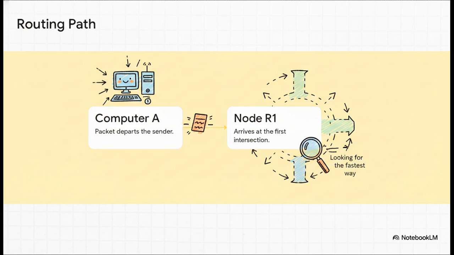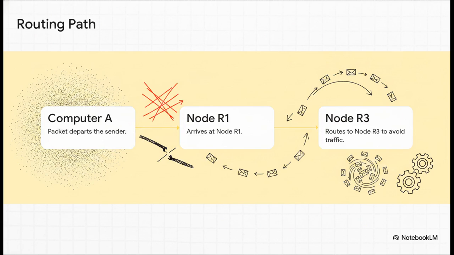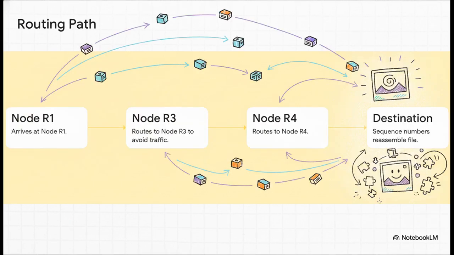Imagine our single packet has just left computer A. It hits the very first network intersection at node R1, and it's looking for the fastest route out of there. Instantly, R1 realizes, hey, the usual path is totally jammed up today, so it bounces our packet over to node R3 to avoid that network gridlock. This right here is the true beauty of the system. Because your file is broken into thousands of independent packets, if a cable suddenly gets cut or a node is overwhelmed, the routers just simply reroute the remaining packets down different paths. That is packet switching in a nutshell, bouncing over to node R4 and finally arriving safely at computer B.